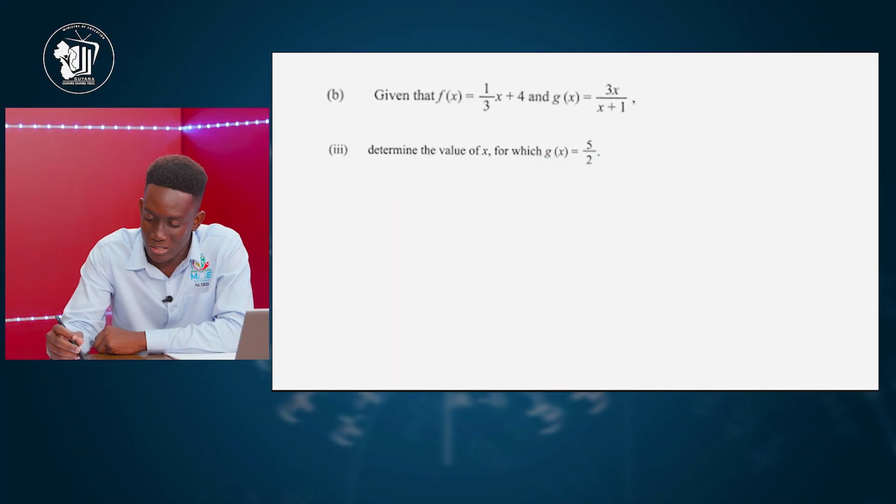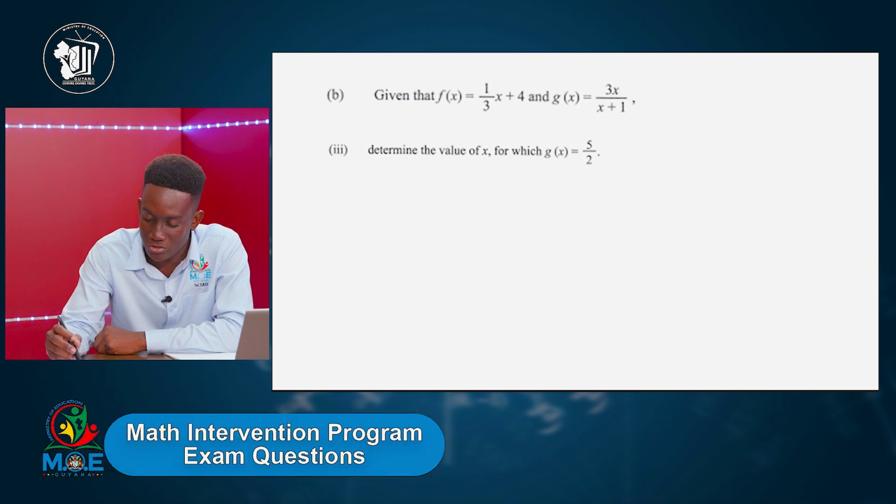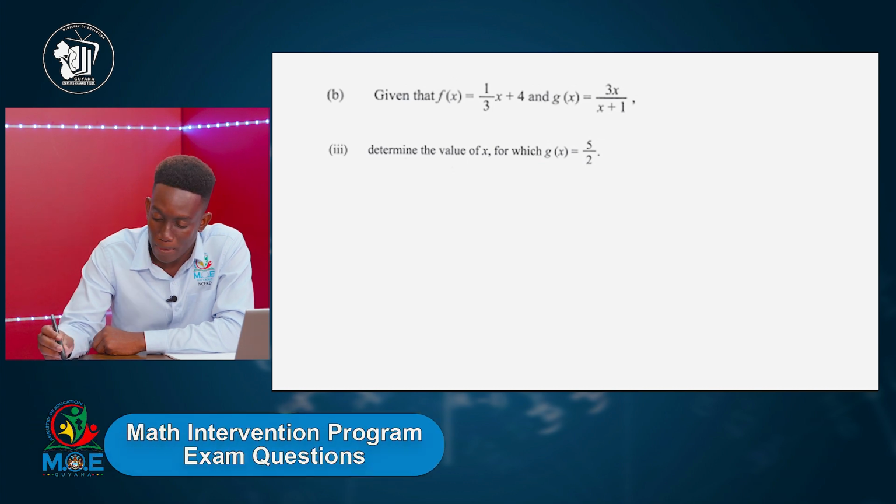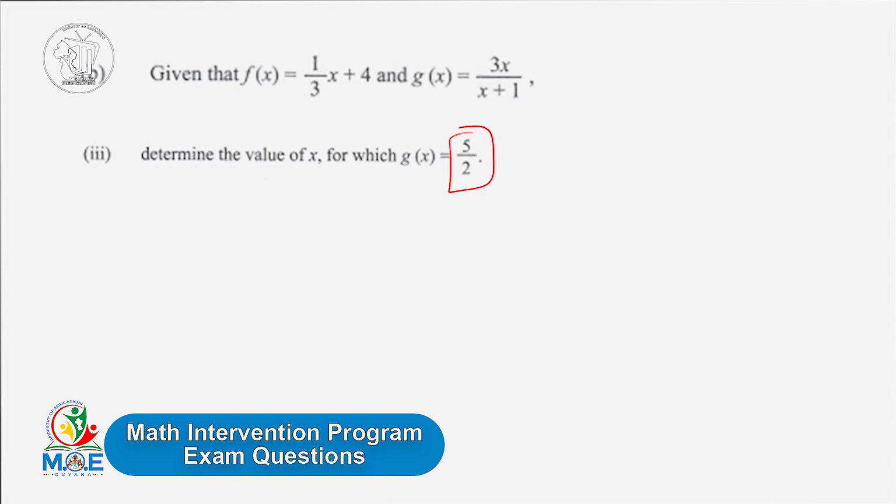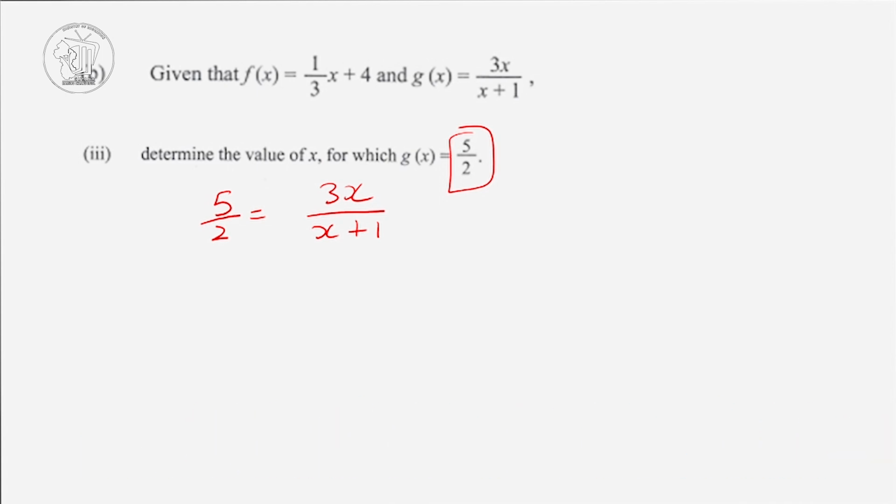So what we can simply do, instead of writing g of x is equal to 3x over x plus 1, is say they told us that g of x is equal to 5 over 2. So instead of g of x, we'll say 5 over 2 is equal to 3x all divided by x plus 1. And we can solve from here.